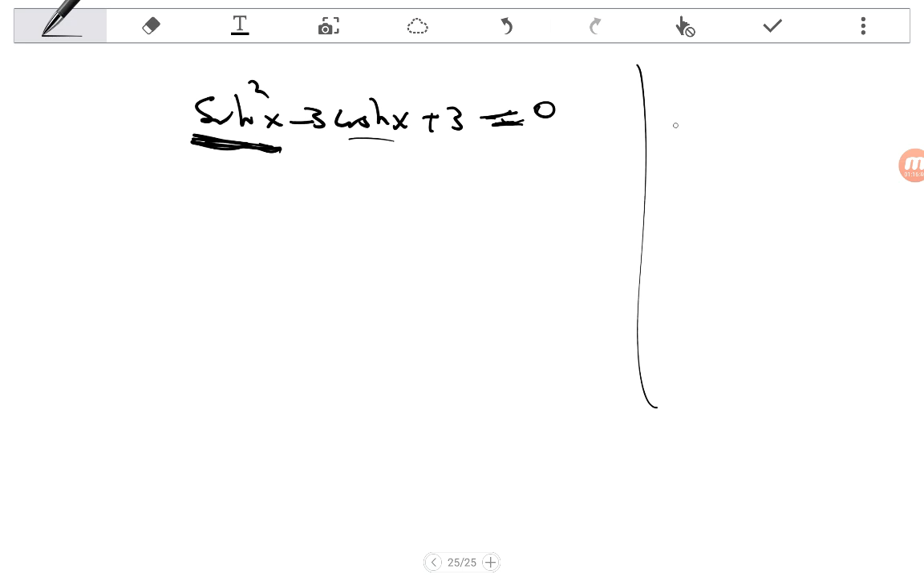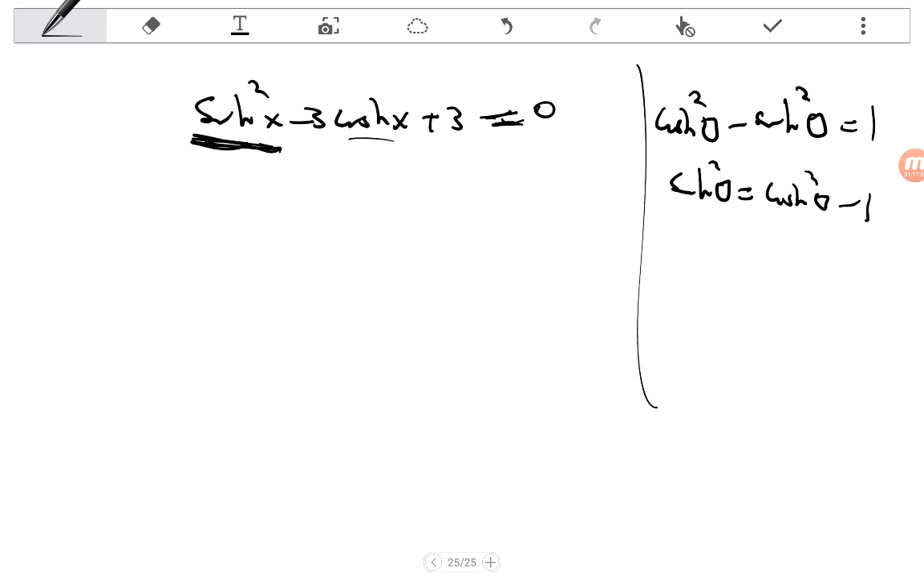Do you remember? We have known that cosine squared minus sine squared is 1. Do you remember this rule? So, what is sine squared by itself? Sine squared by itself is just cosine squared minus 1. And just remember that the cosine is a big number. So, whenever you need to convert a cosine to a sine, you must subtract 1. You must subtract 1 from the cosine squared in order for it to be a sine squared.